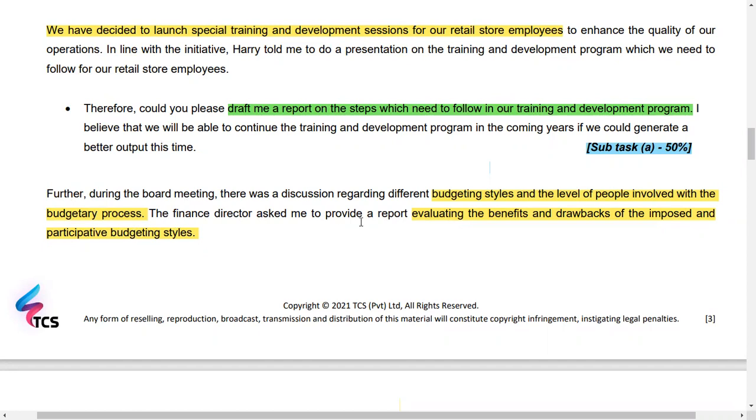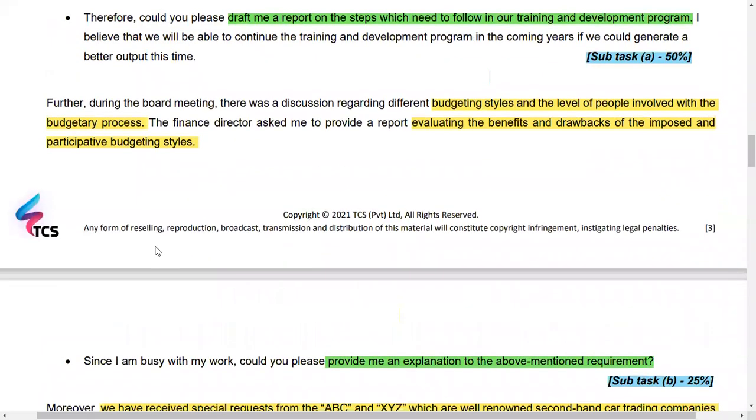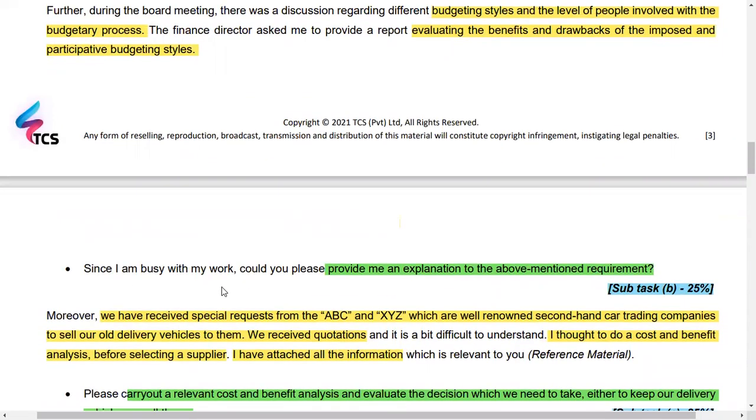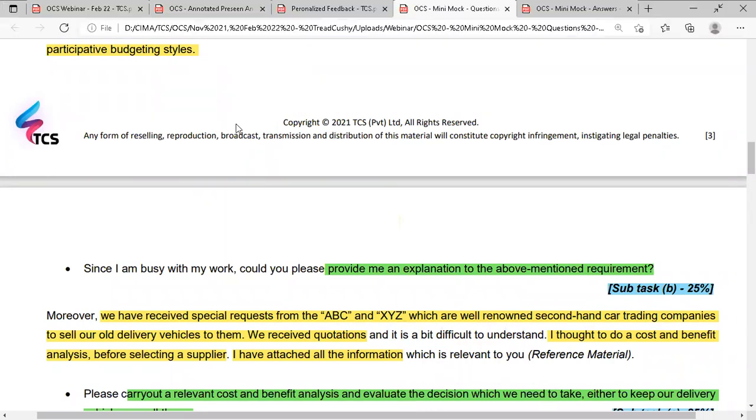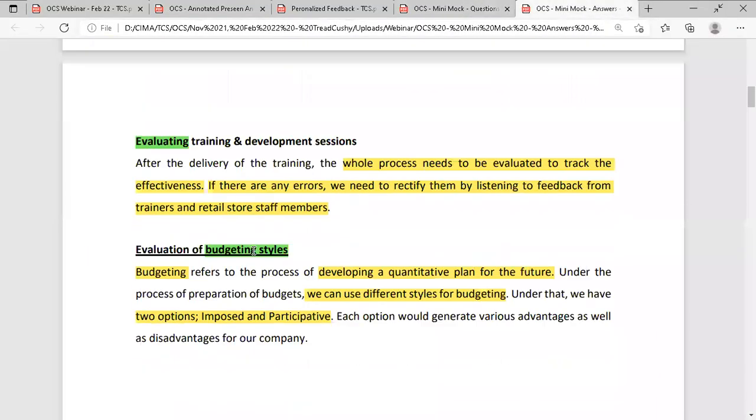The finance director asked me to provide a report evaluating the benefits and drawbacks of the imposed and participative budgeting styles. What we have at the moment is an imposed style. You have to talk about the benefits and drawbacks, not just of the imposed style, but of the participative style as well. Since I'm busy with my work, could you please provide me an explanation of the above-mentioned requirements? 25% of marks will be allocated. Okay, so let's go through the answer.